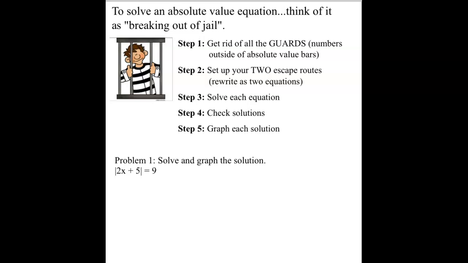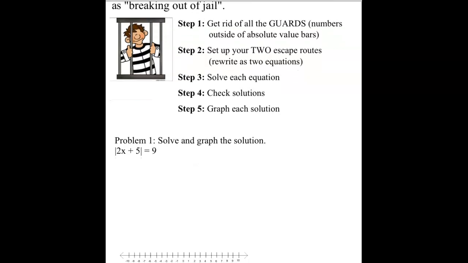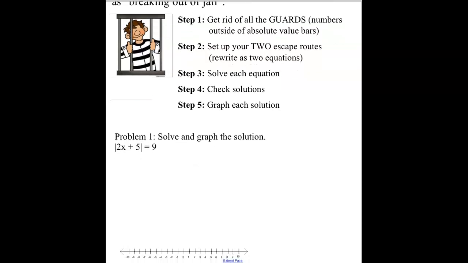Now, it's always wise when we are breaking out of jail to have 2 escape routes. So once we get rid of any of the guards, we're going to break out of jail and have 2 different equations, 2 different escape routes. We will then solve each of those equations and check our solutions and graph our answer. So let's start with this first one. We have the absolute value of 2x plus 5 is equal to 9. So here are my jail cell bars.